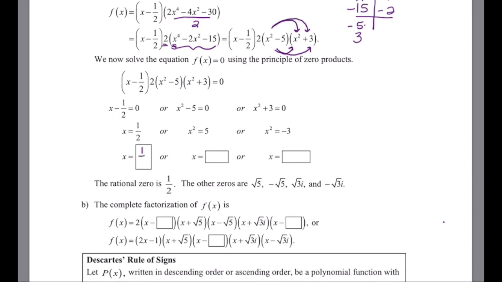When I solve, I see that x is equal to a half, which we already found. Here I need to take the square root of 5, which is positive or negative square root of 5. And here when I subtract 3, I'll have positive or negative square root of 3i, taking the square root to get rid of that negative value. So the zeros are a half, positive square root 5, negative square root 5, positive square root 3i, and negative square root 3i. We can now put this in our factored form.